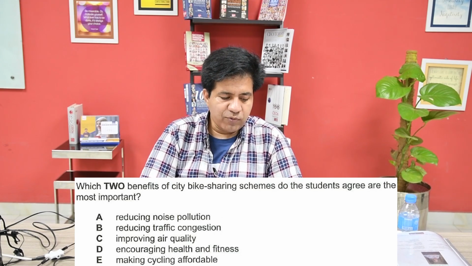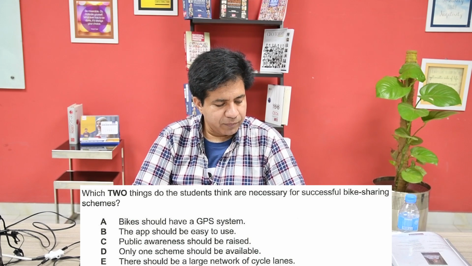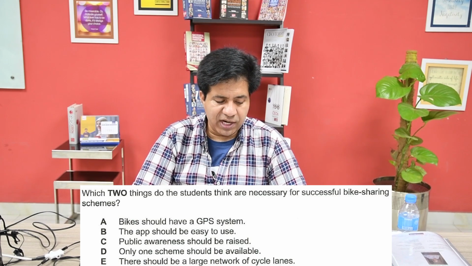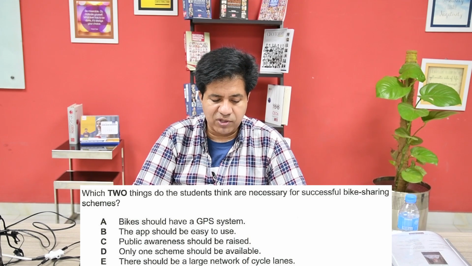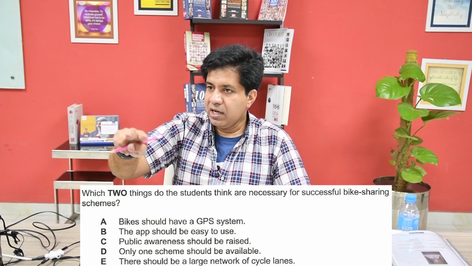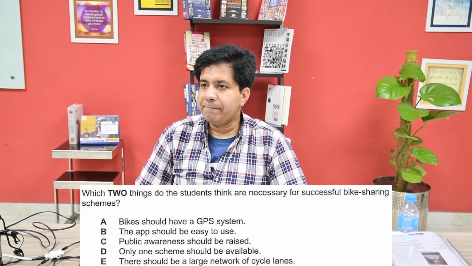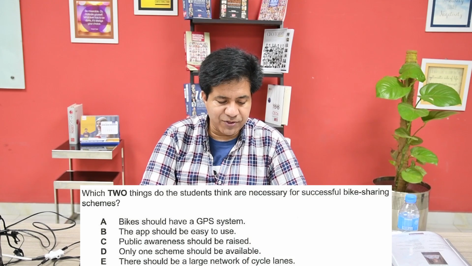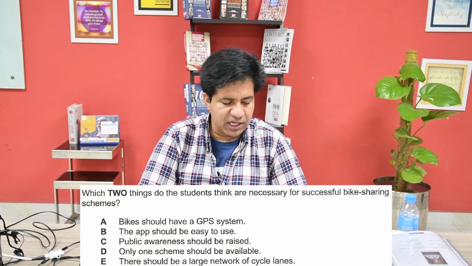Let's go on. Questions 23 to 24. Choose two letters. Now, which two things do the students think are necessary for successful bike sharing? Two things necessary, successful bike sharing. Clear? Which two things do the students think are necessary for successful bike sharing schemes?